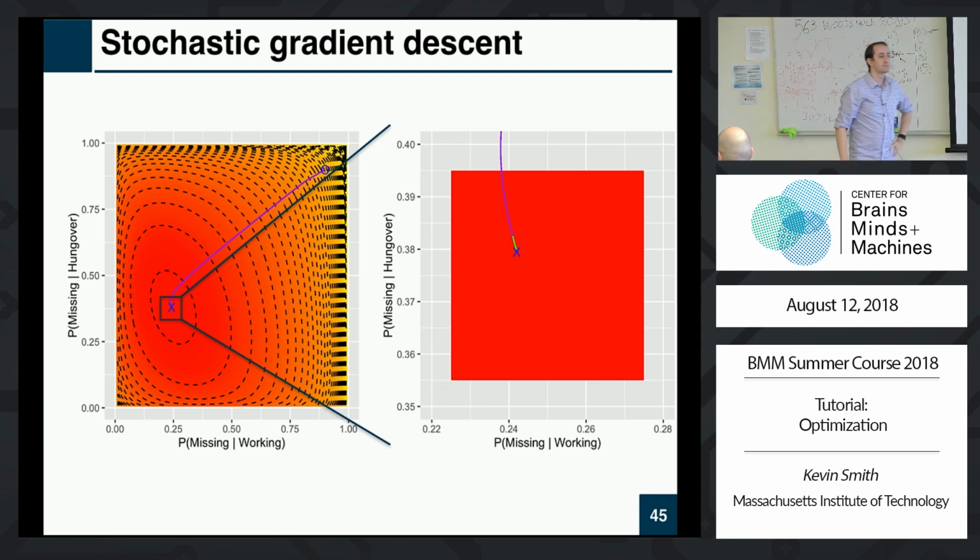Yeah? So once we get closer to the minimum function, does the stochastic gradient descent become a very close approximation of the global gradient descent?